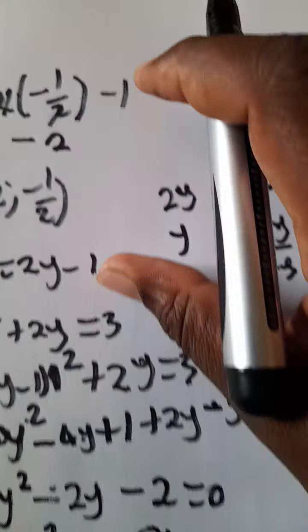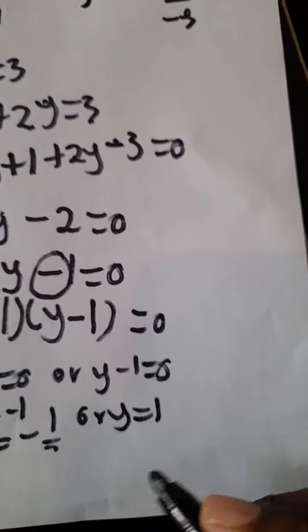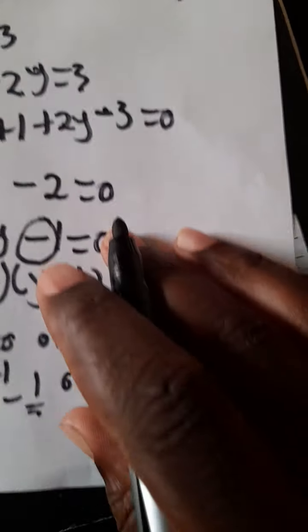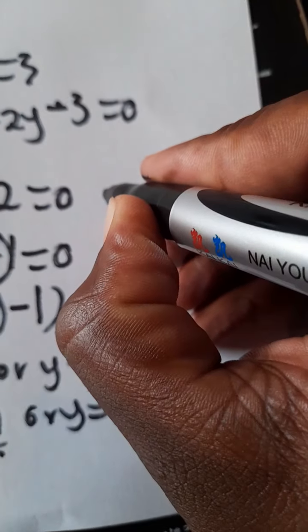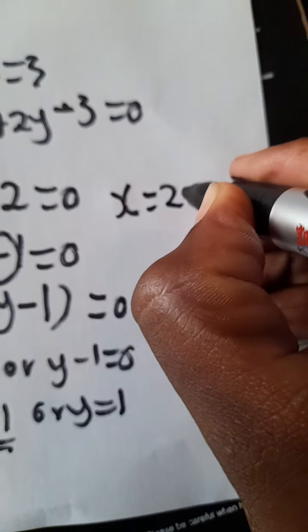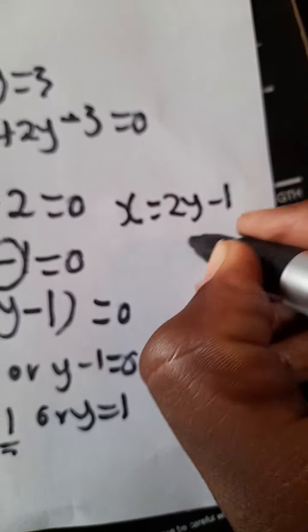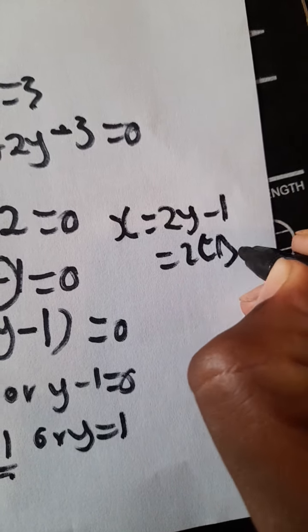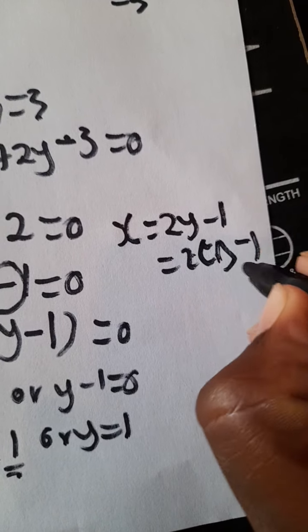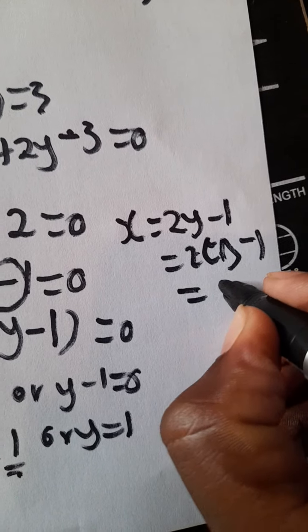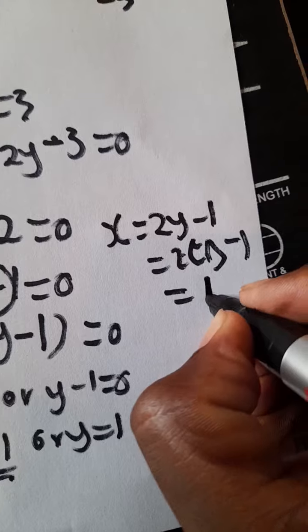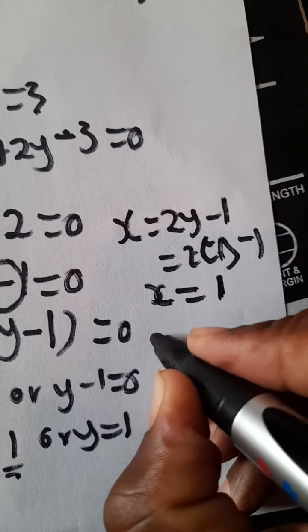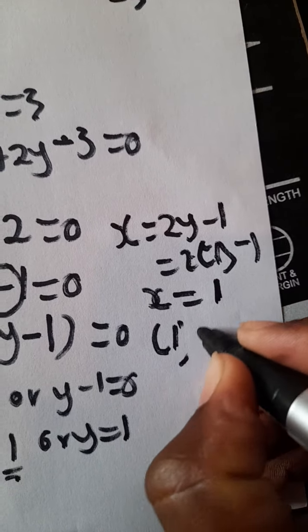So similarly, we got y is 1. So let's look for the x values. Remember, where there is y, we shall place 1. So we are going to have 2 multiplied by 1, that's 2. 2 minus 1, that's going to be 1. So our x will be 1, and y is 1.